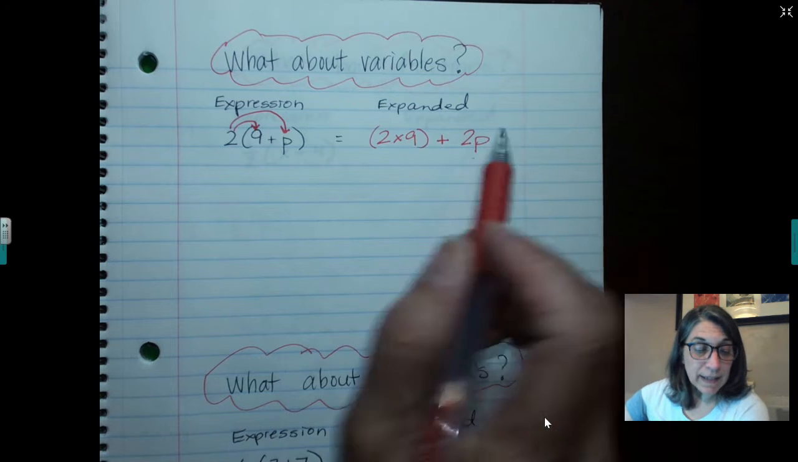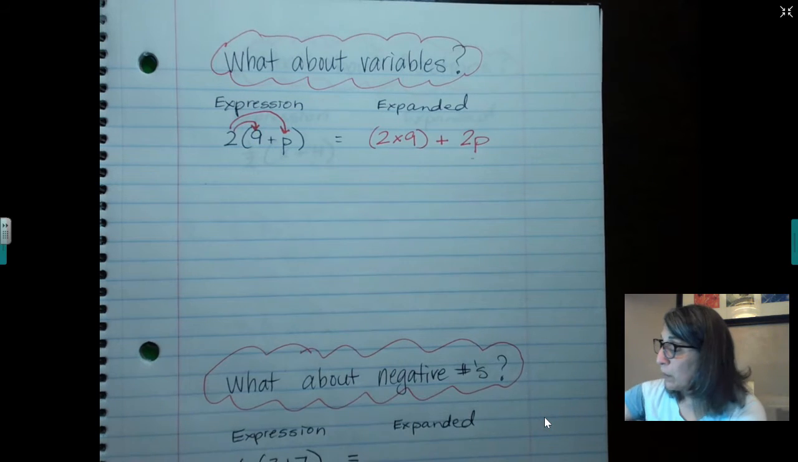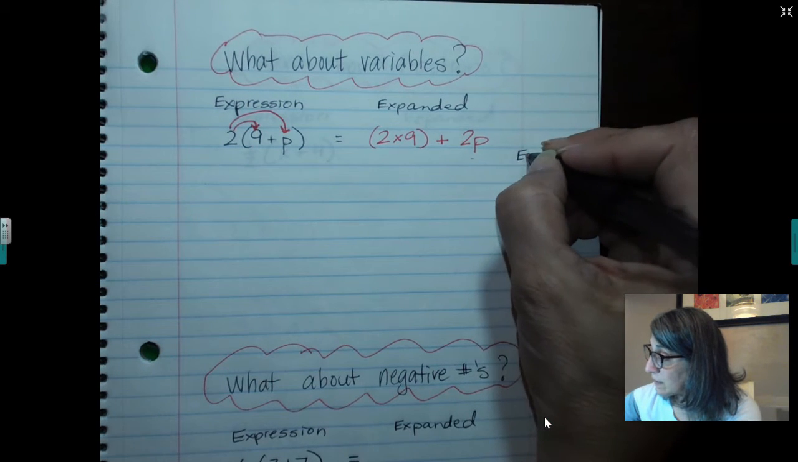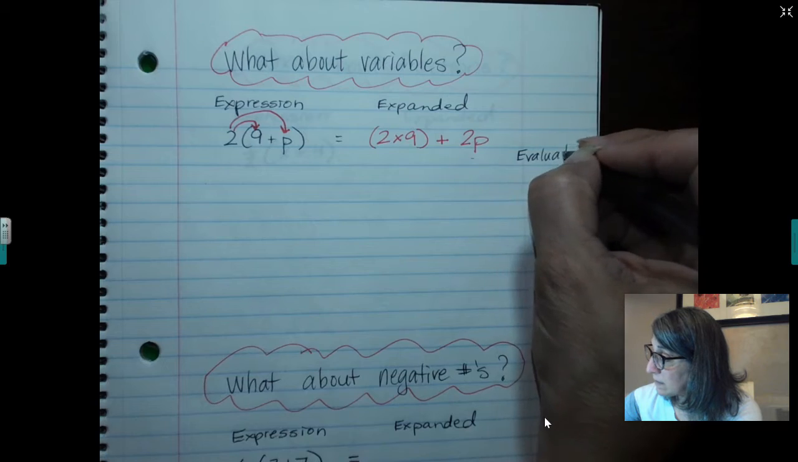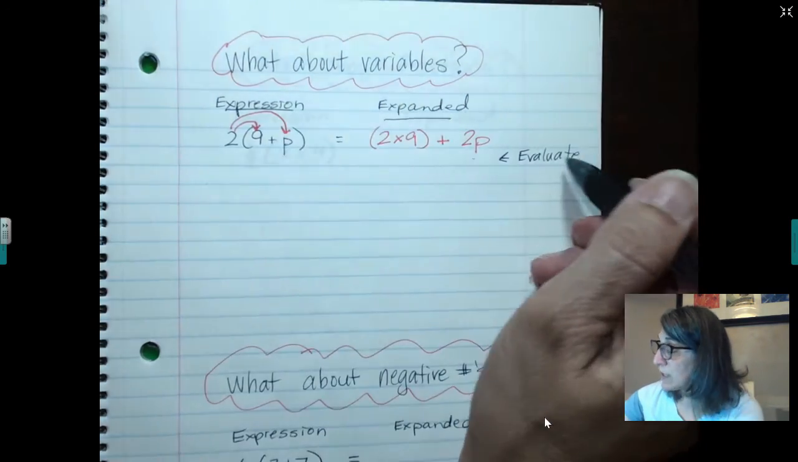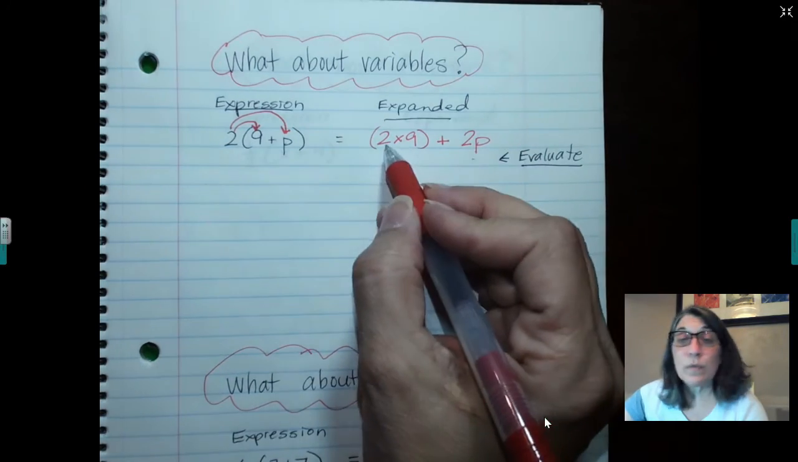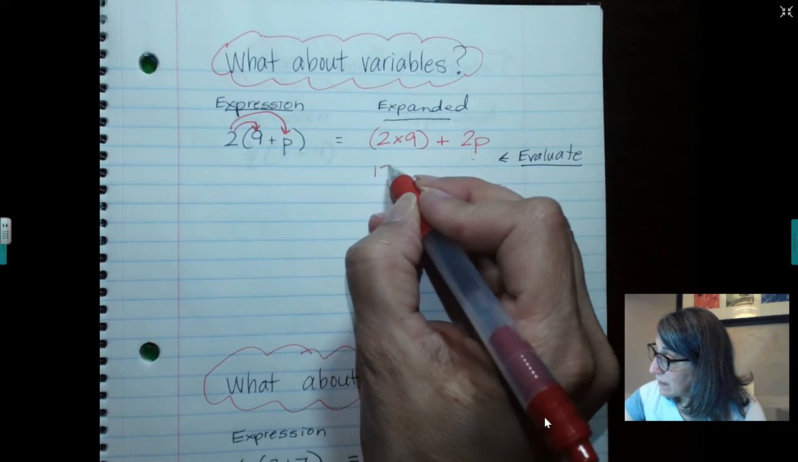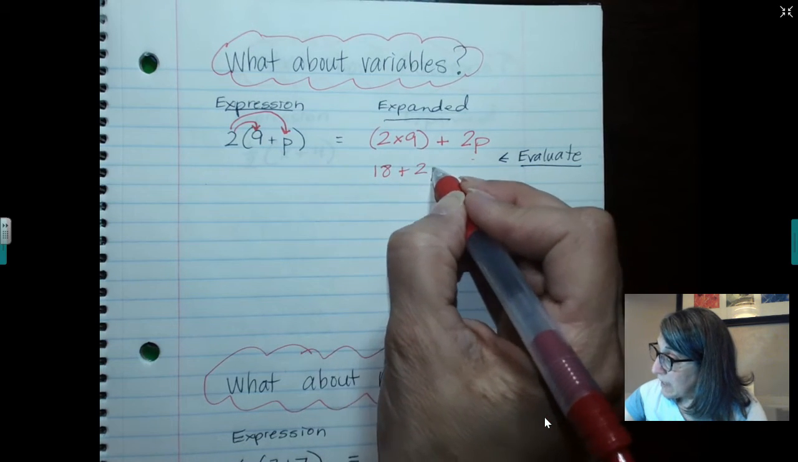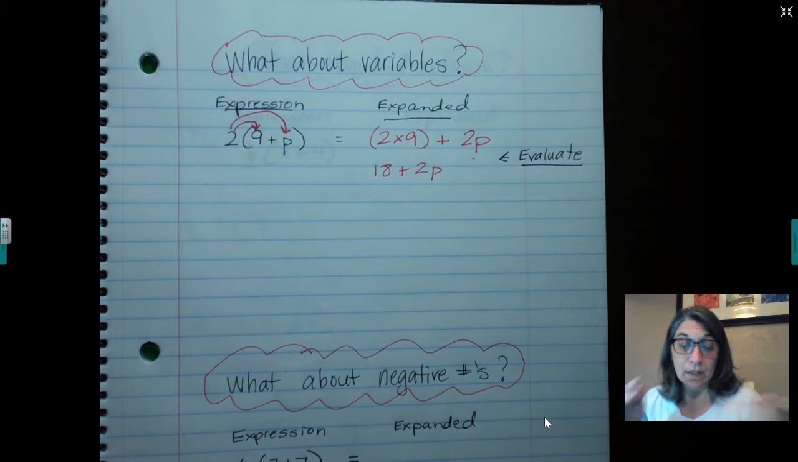Okay, so then the last thing that I'm going to ask you to do is take this expanded form, and I'm just going to come below it here, and I'm going to evaluate instead of rewriting it to save some space. So this is expanded, this is the original expression, and then we're just going to evaluate it over here. So now I'm going to go ahead and do 2 times 9, which is 18, plus 2p. So that is as far as I can go in evaluating it. I can't do anything else unless I'm given a value for p, right?